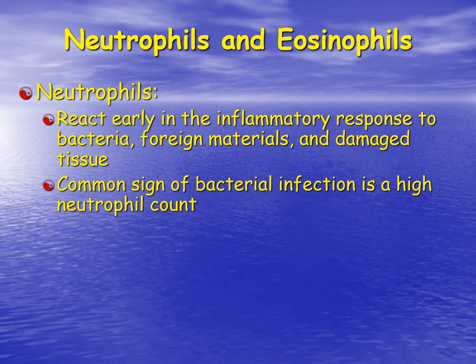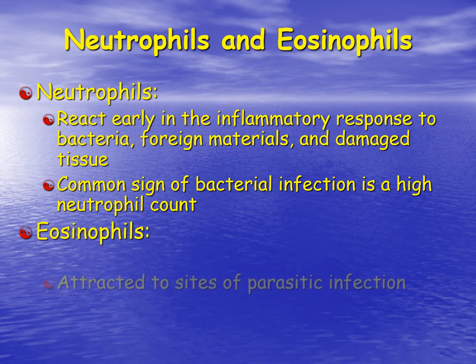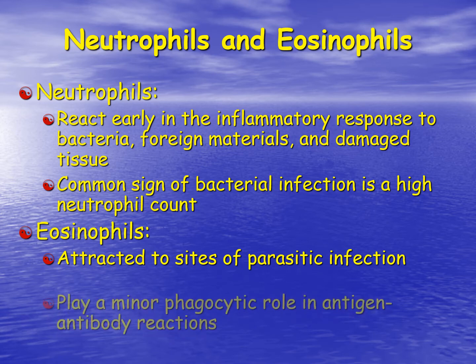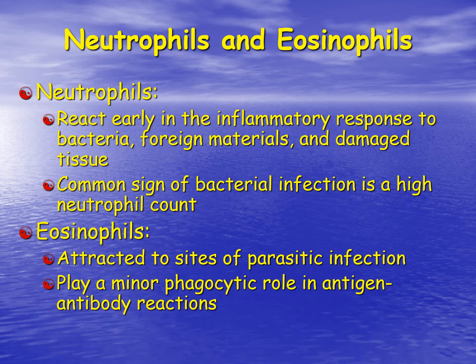A common sign of bacterial infection is oftentimes a high neutrophil count in the blood. Because they're dying off so quickly, we're going to send chemical messengers to the bone marrow, and the bone marrow is going to start chugging out more neutrophils into circulation. The eosinophils are attracted to sites of parasite infestation. And so we can actually see an increase in the eosinophils, eosinophilia, oftentimes with either parasitic infection or in allergies. They play a minor phagocytic role in antigen-antibody reactions.